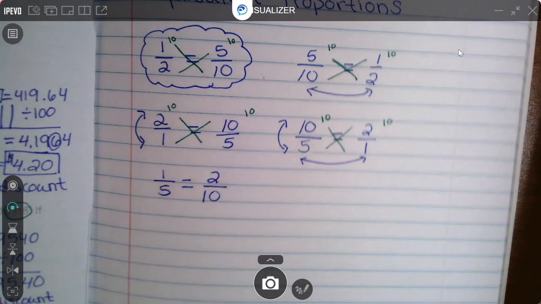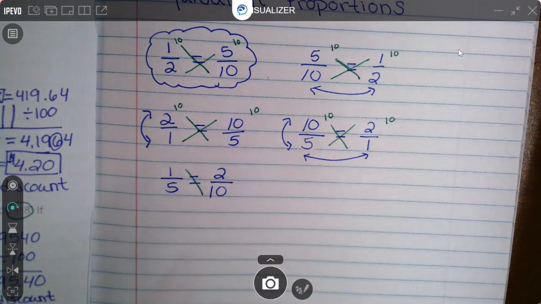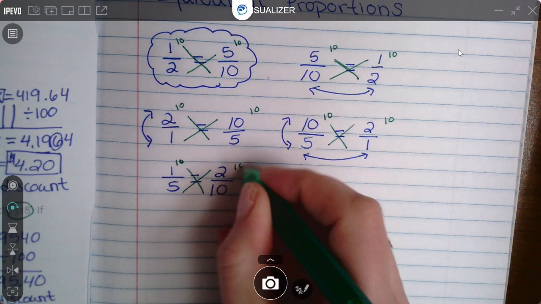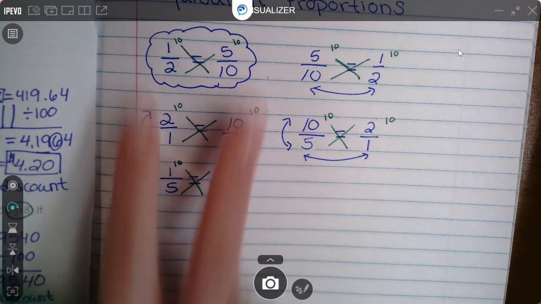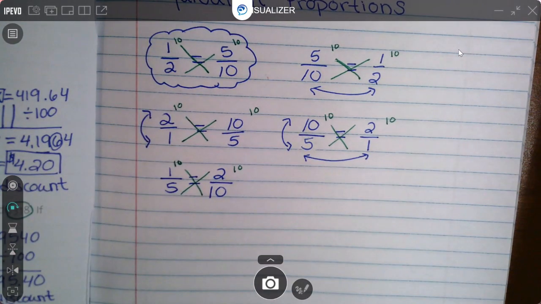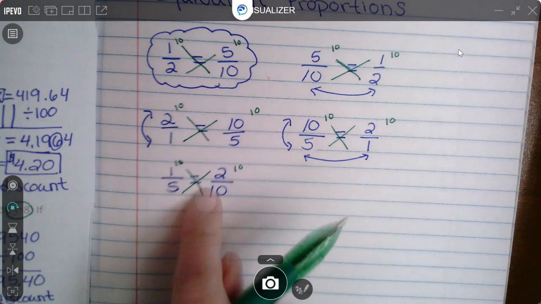Now, using the cross multiplication, I can still cross multiply and this still works. 10 times 1, 10. 5 times 2, 10. Again, this is looking at the relationship across the numerators and across the denominators. But it's another way that I could set up my proportion.